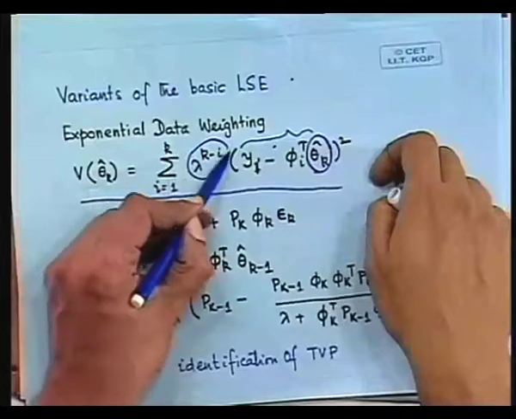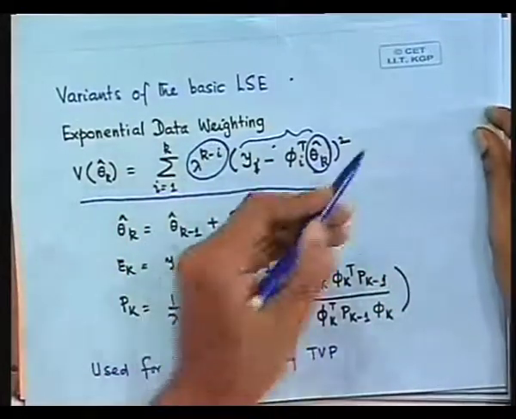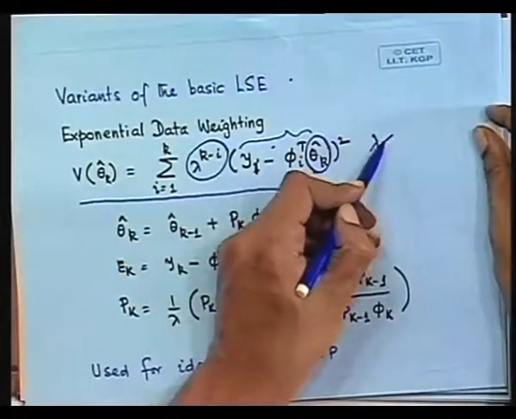Rather, when i is equal to k, or k minus 1, or k minus 2, in this recent past, there should not be large error. Otherwise your parameter is wrong. So you should put larger weight on these recent errors. So that's what we are doing. We are weighting these errors by a factor lambda to the power k minus i, where lambda is less than 1.